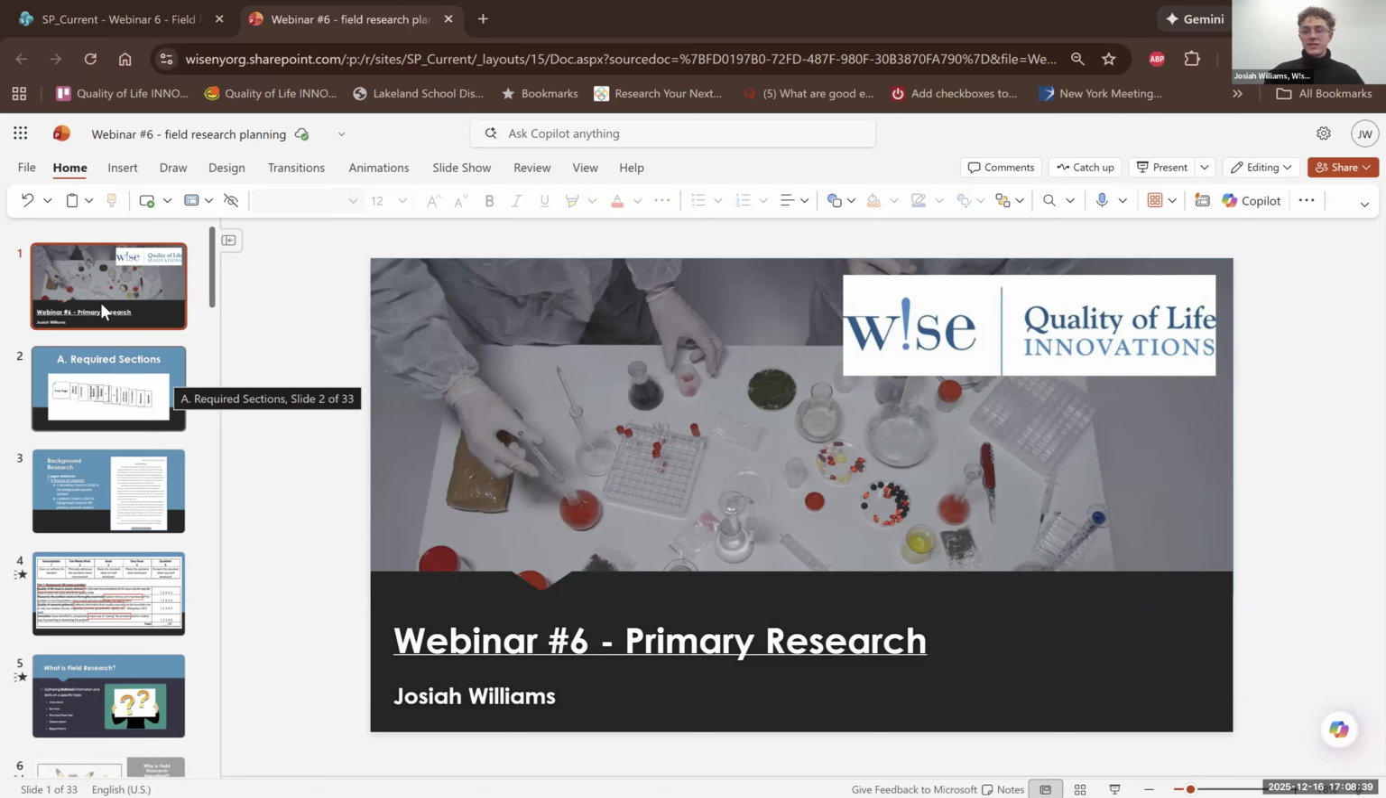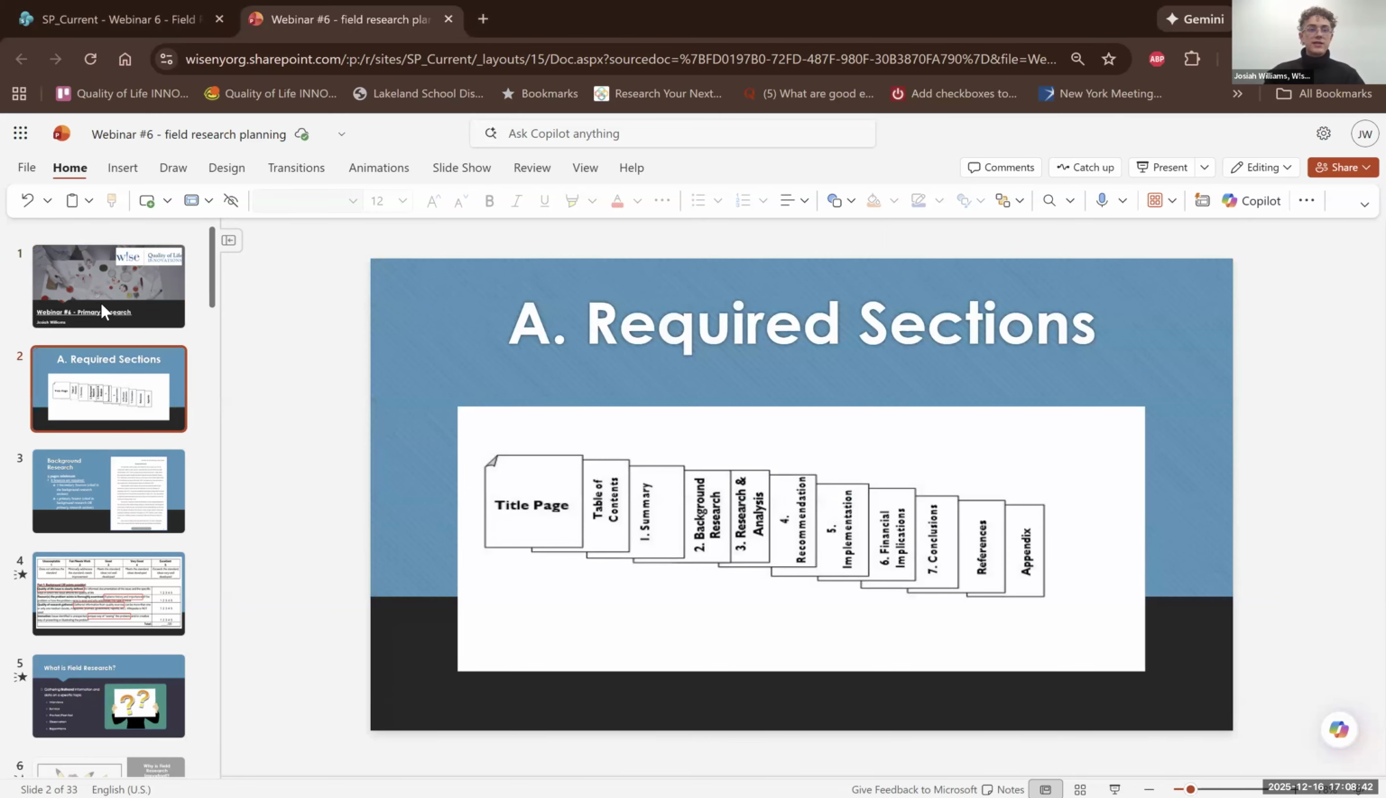And I wanted to start today specifically with this graphic right here to go over the required sections, because I think this is the last webinar of the year. And I want to make sure that you have a firm understanding of all of the requirements for this project, right? So at the end of the year, in April, this is what your QLI proposal should look like. This is your deliverable, what you're writing.